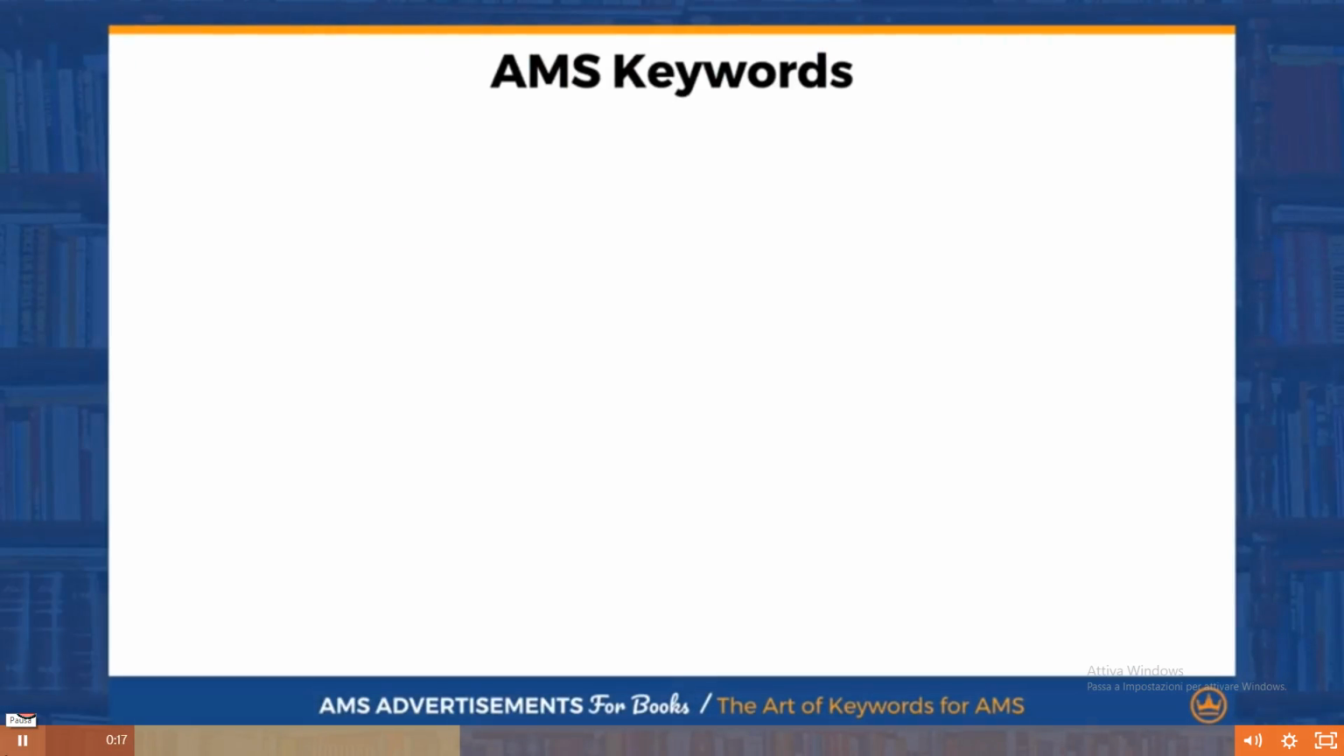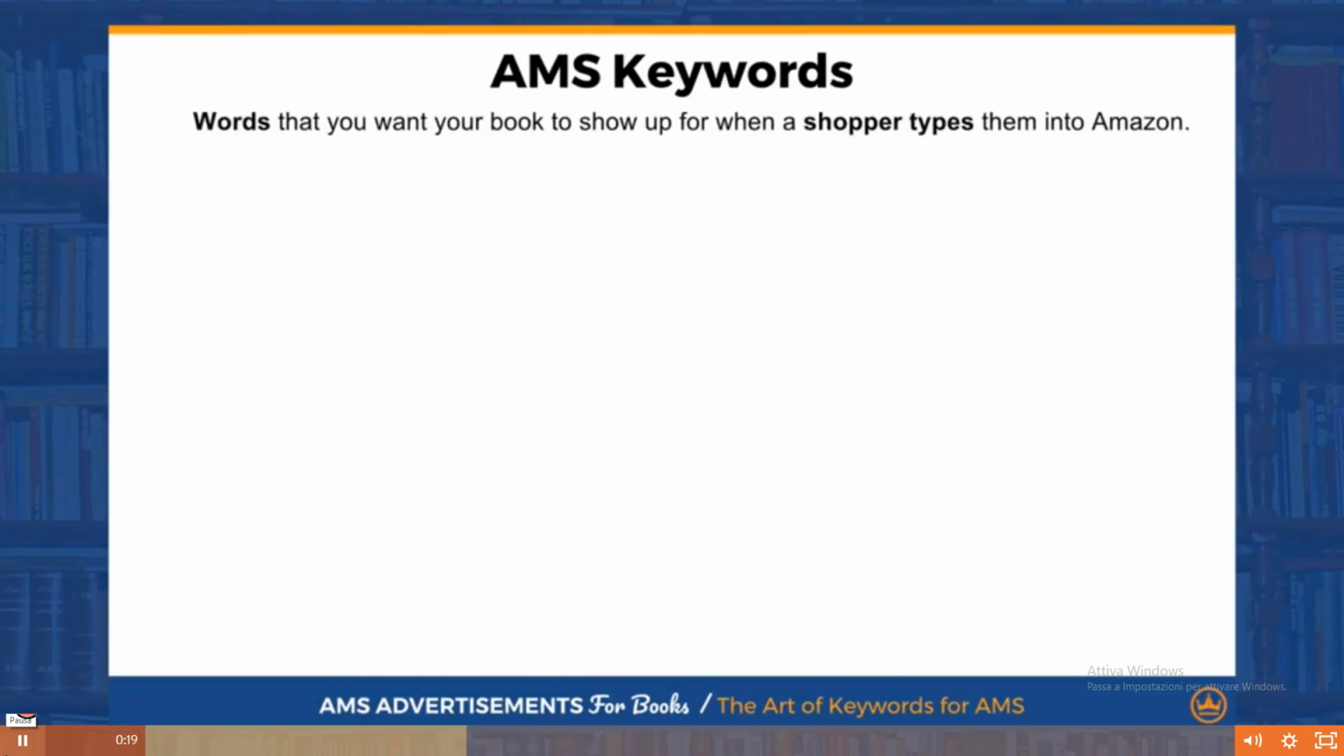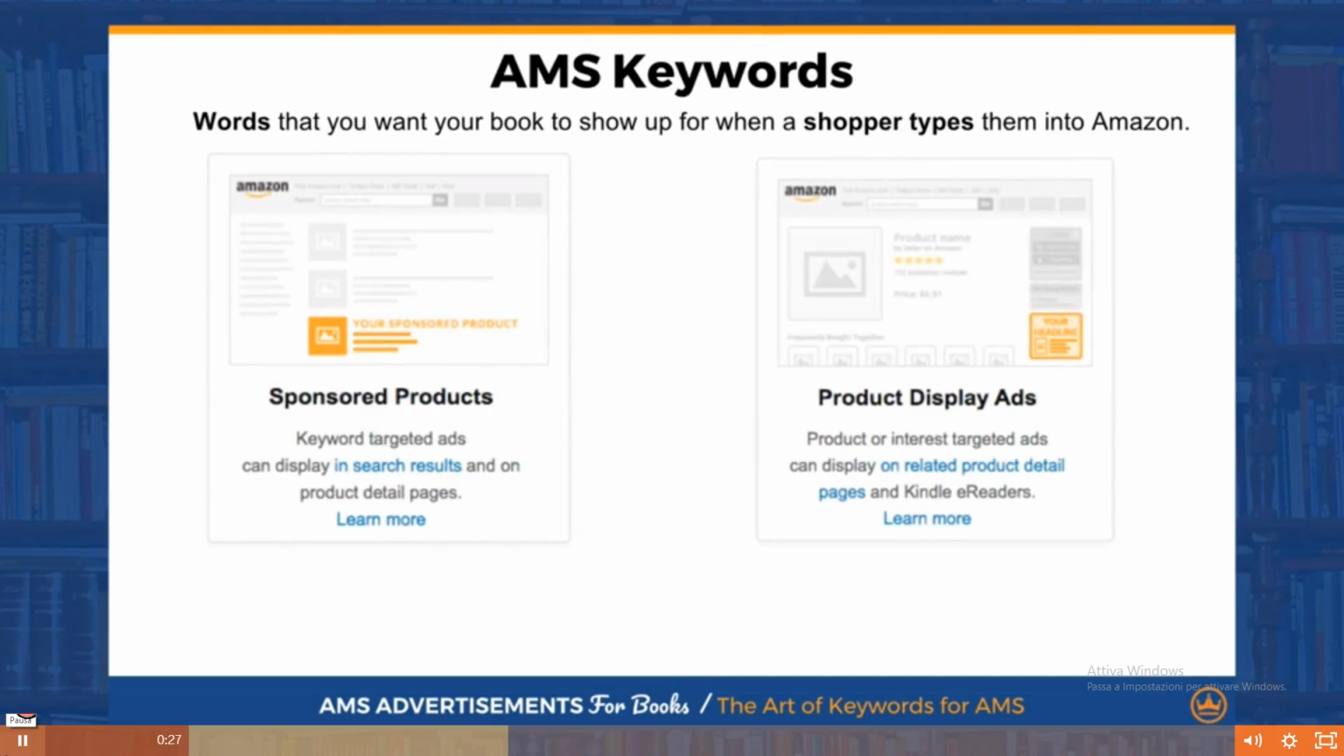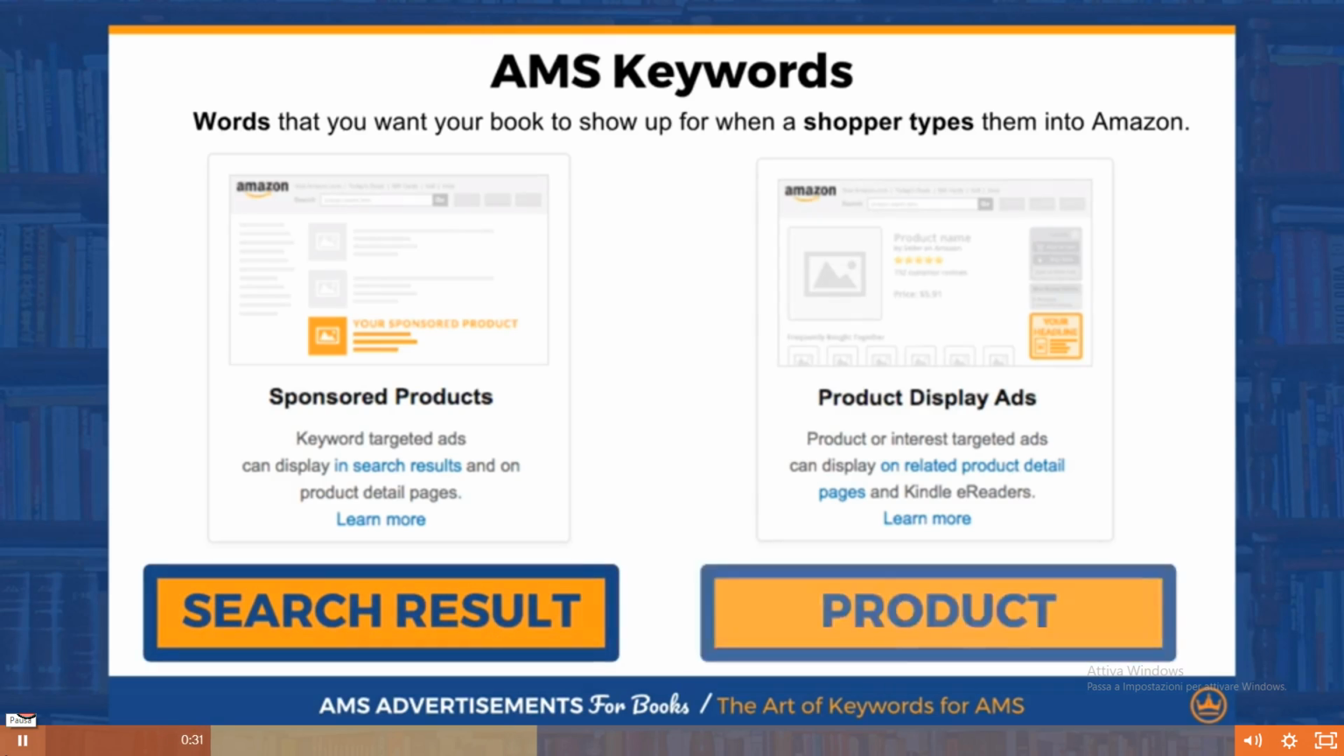Selecting the right AMS keywords is critical to your overall campaign success. That's why we're going to discuss the core fundamental strategy behind them, so as to better grasp the upcoming tactics to choosing the right keywords. At their core, AMS keywords are the words that you want your book to show up for when a shopper types them into Amazon. Based on what kind of ad you've selected, sponsored or display, your book will show up for that particular search result or product.